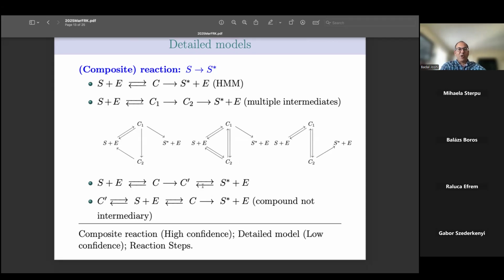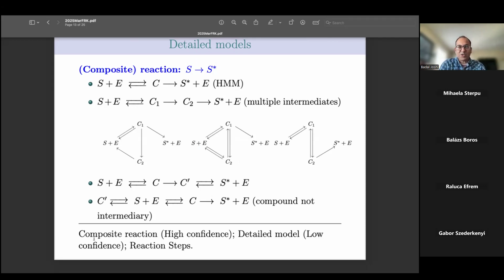So again, in terms of vocabulary, we have a composite reaction, which is a high confidence model. The reason this is high confidence is because to establish a composite reaction, all I need to do is put a substrate and an enzyme together.